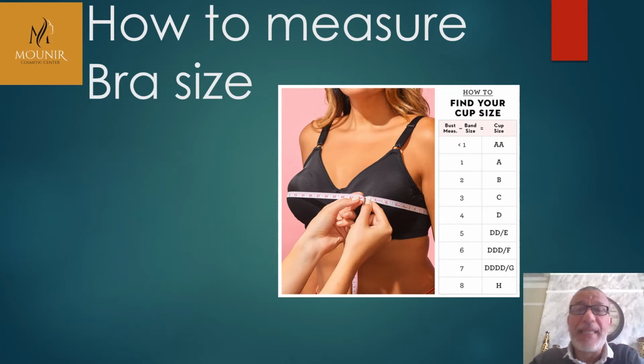So, the first thing I think you need to do is to know your bra size, and the bra size is very important. The bra size is usually measured at the fullest part of your breast and under the breast, and the difference between them. Let's say here you are 34 and here you are 36. 36 minus 34 means there's a 2 inch difference. It means that you are a B cup. Simple as that.